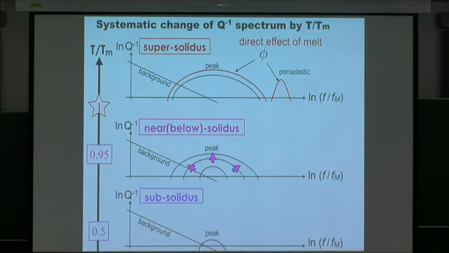But if the melt fraction is much smaller than 1%, our subsolidus model cannot explain 3.9 kilometers per second. So without melt, such a low velocity is still difficult. It seems to be difficult at this stage. Right. Yes.